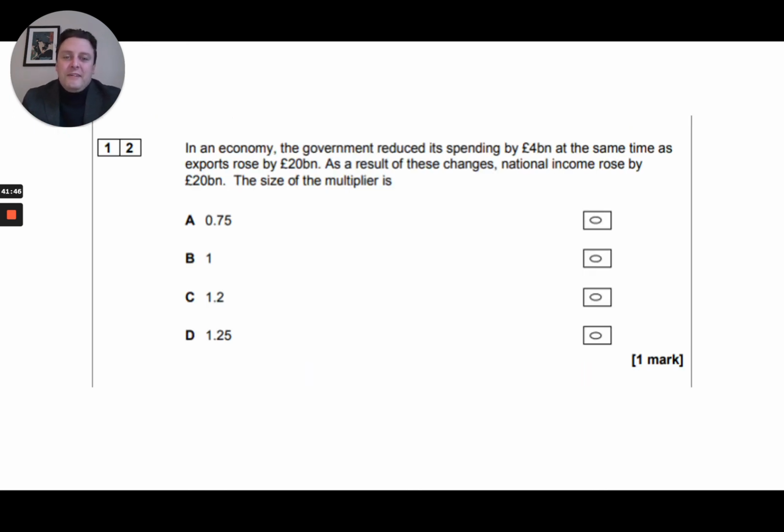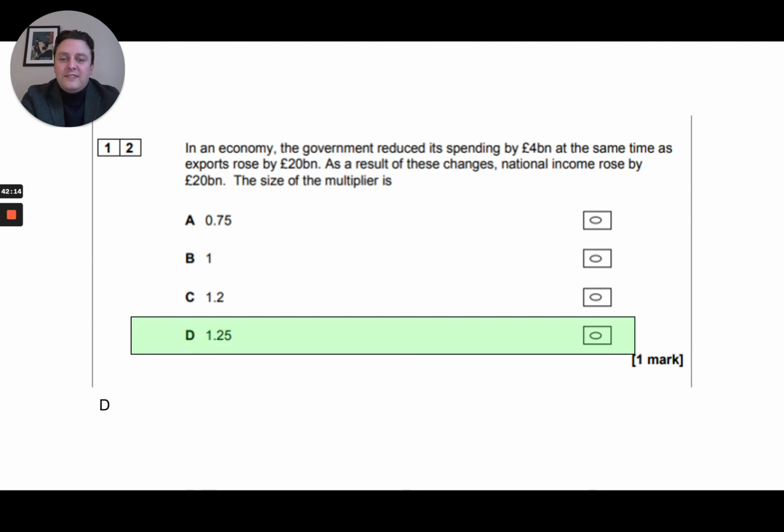In an economy, the government reduced its spending by 4 billion. At the same time, exports rose by 20 billion. As a result of these changes, national income rose by 20 billion. The size of the multiplier is, it's a wee calculation, give it a go. Okay, in this case, the size of the multiplier is 1.25.